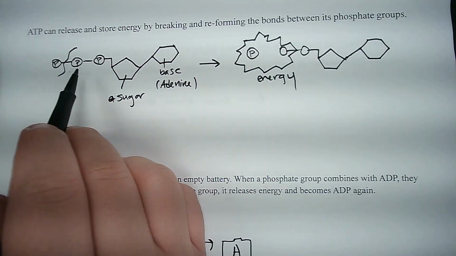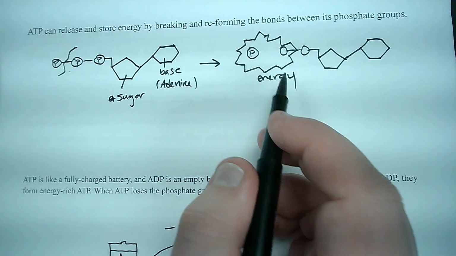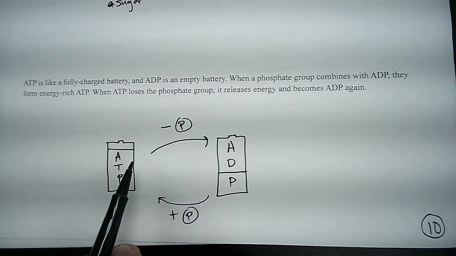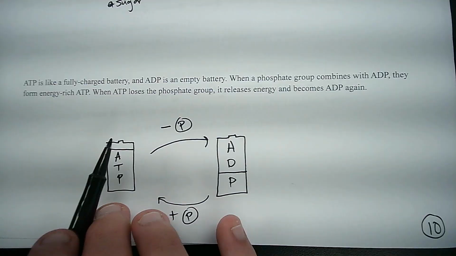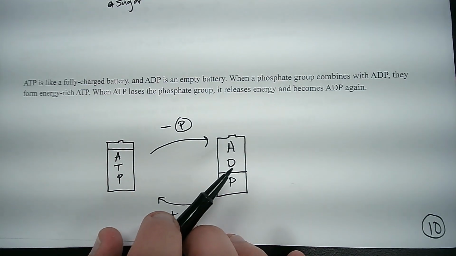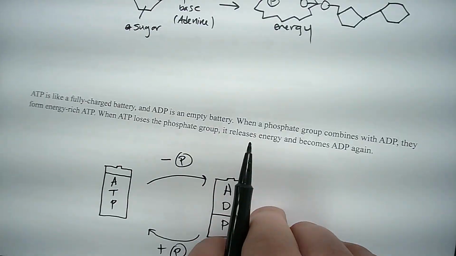Here's the structure of ATP. If we break one of those high energy phosphate bonds, notice that releases energy, and that can be used to do a reaction that requires energy. And so therefore we can think of ATP as a charged battery. It loses a phosphate and uses it up, but you can recharge the battery by adding a phosphate group again to recharge it.